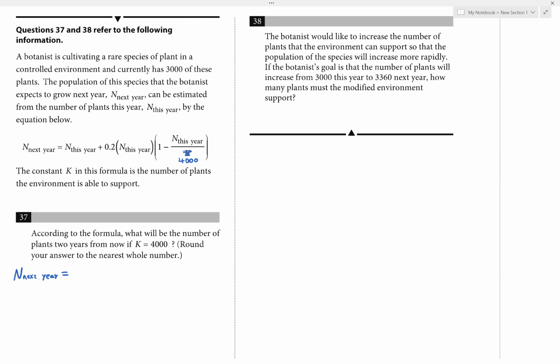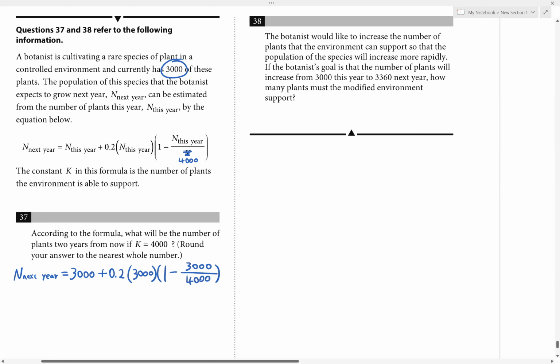Right now, how many plants do we have? We go back up to the question and look for the number. There we have 3,000. That's how many plants we have currently, so this will be the N this year here. So we can plug in 3,000, plus 0.2 times N this year, which is 3,000, times parentheses 1 minus N this year, 3,000, over K. Well, K is 4,000.